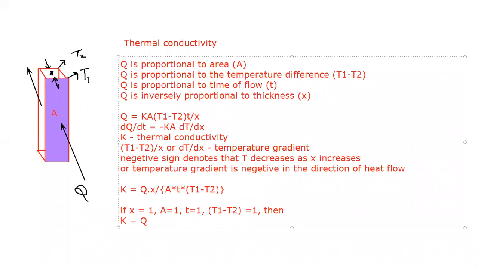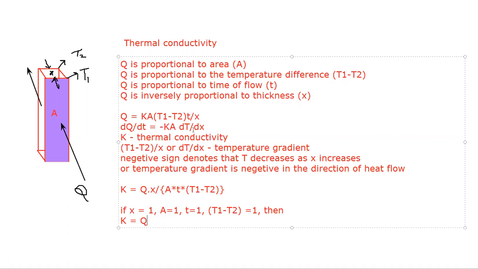But if you increase the thickness, then the amount of heat flow will be less. So from this we can write Q is equal to a constant K into A into (T1 minus T2) into t divided by X. Now we can also write it in calculus form, dQ by dt. Small t we have taken here, Q by t, dQ by dt. It is the rate of flow and it is equal to minus KA dT/dx.